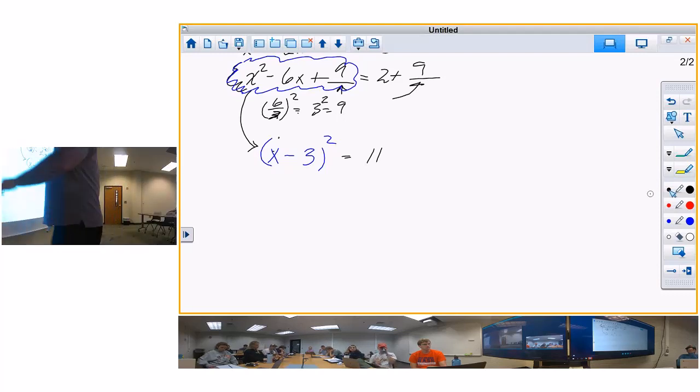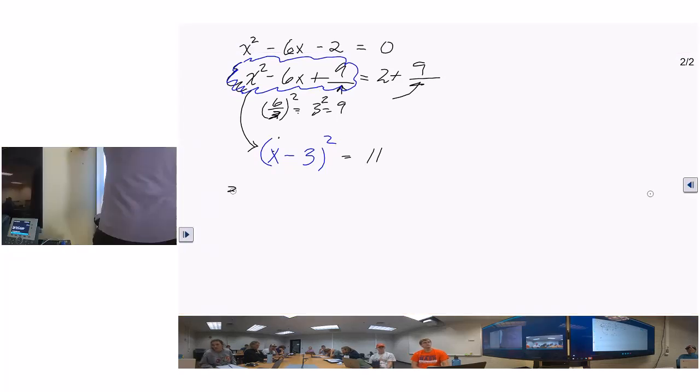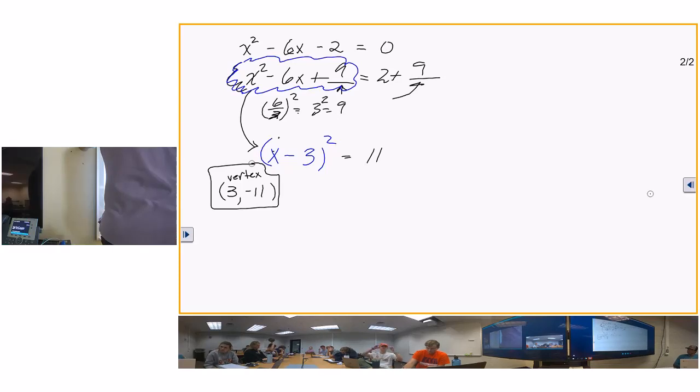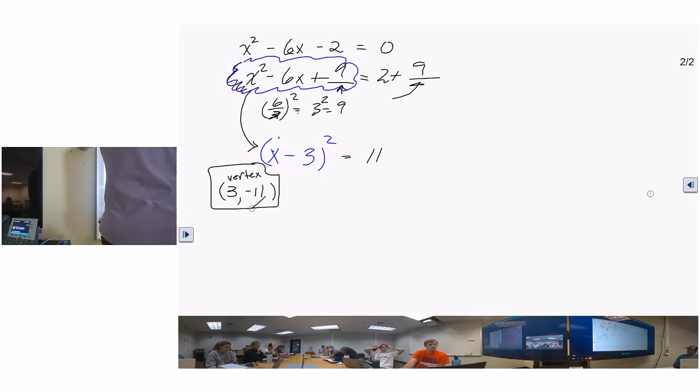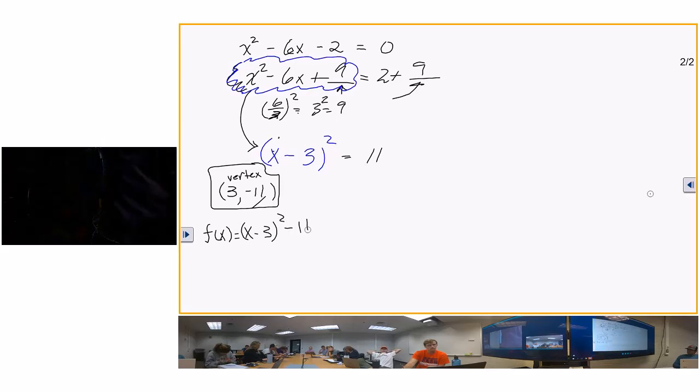Somebody give me the vertex. 3, negative 11. Oh my gosh. Y'all actually listened. There's the vertex. And now I'm going to put it in, I'm going to hold your pinky up. F of x is equal to x minus 3, quantity squared minus 11. And you can do the vertex there and hold your pinky up because that's vertex form.